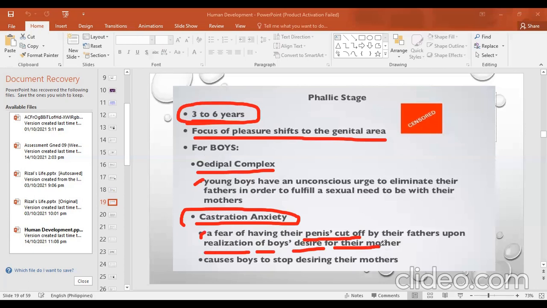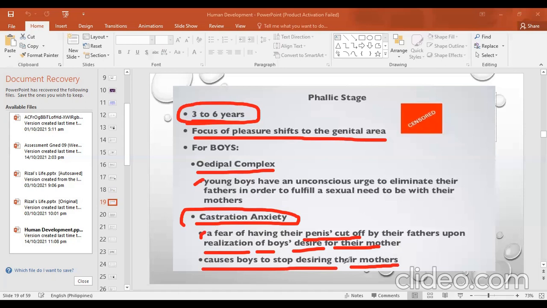So, kumbaga, nagkakaroon ng castration anxiety yung bata once na parang feeling niya, alam na nung father niya na may sexual pleasure siya sa kanyang mother. So, andito yung feeling niya na puputulin yung kanyang ari, pero unconsciously, hindi naman yun talaga possible na mangyari, di ba? In a real life situation. Yan ay naiisip lang at this age ng bata. Ayan. So, aside from that, causes boys to stop desiring their mothers.